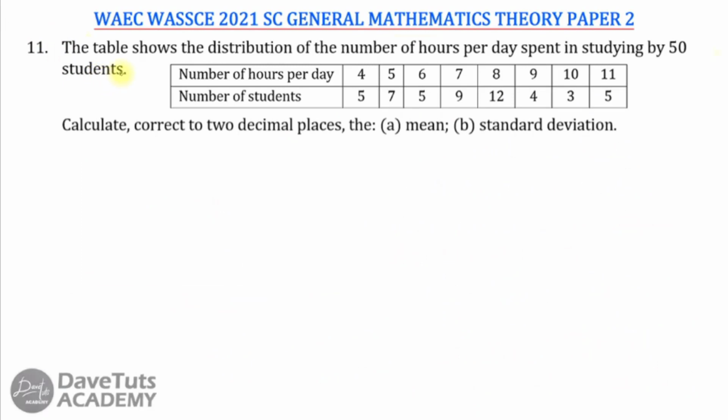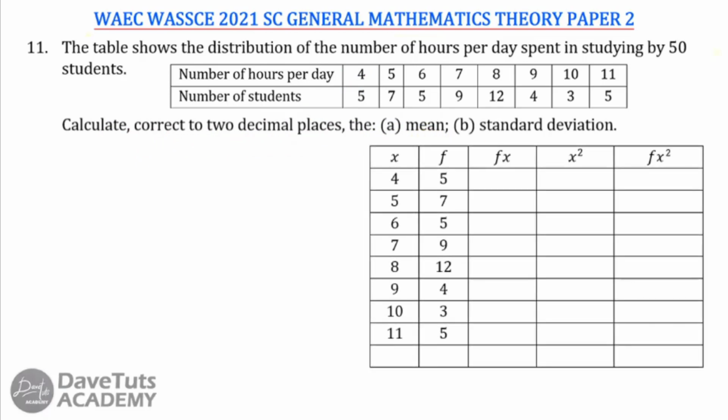In this question on statistics, we are told that the table shows the distribution of the number of hours per day spent studying by 50 students. In the first row, we have the number of hours per day, and in the second row, we have the number of students taking those hours to study. And our mandate is to calculate, correct to two decimal places, the mean and the standard deviation as appropriate.